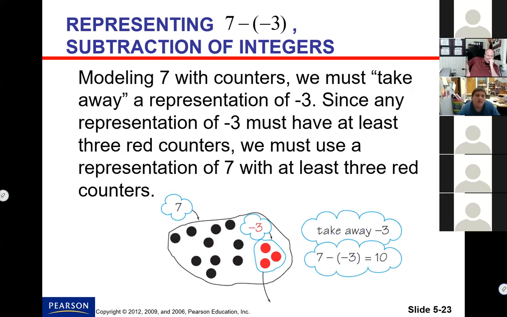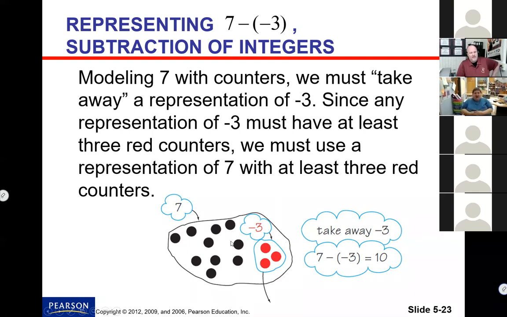Okay. Now, this is where it gets a little trickier, and we'll do this activity at the end of it, because you want 7 and I want to take away -3. Well, the problem is if you look here, I have way more than 7 black ones. 1, 2, 3, 4, 5, 6, 7, 8, 9. What's going on here? That doesn't make any sense.